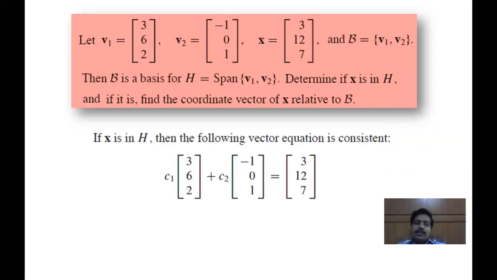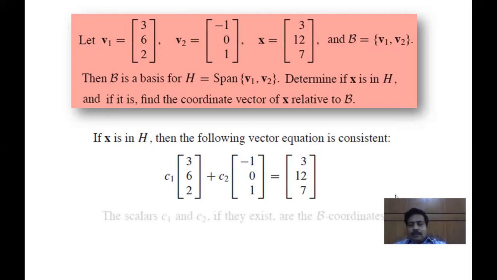So if X is in H, then we can form the following vector equation. It will be a linear combination of these two vectors for some weights C1, C2. So C1 times V1 plus C2 times V2 is equal to X, for some scalars C1 and C2. Now we have to prove that there exist some scalars satisfying this equation. That is, we need to find C1 and C2.